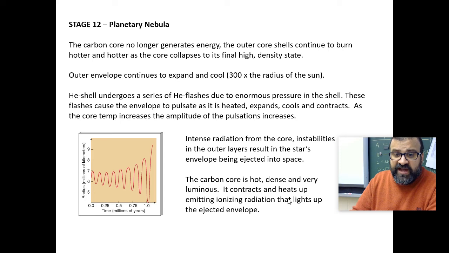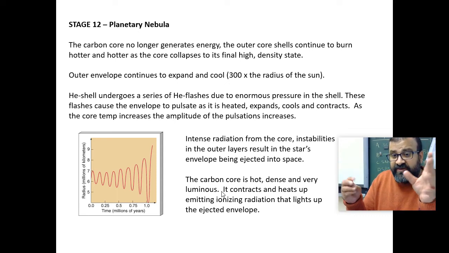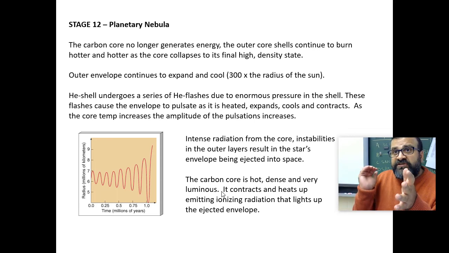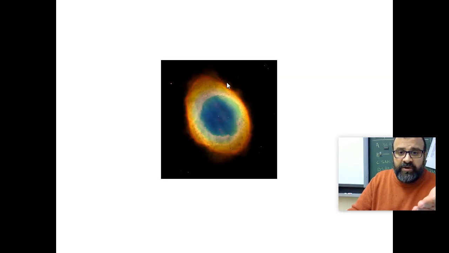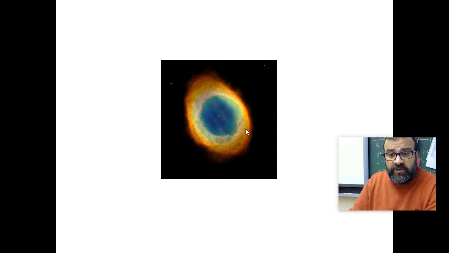So that carbon core contracts and heats up, and it gives off radiation, ionizing radiation. So this radiation hits the cloud of gas, and when it hits that cloud of gas, just like electricity traveling through neon gas, it creates light and color. So that ionizing radiation from the core doesn't ignite. Ignite's the wrong word. It energizes the ejecting gases to give off light. And these colors correspond to hydrogen, helium, some carbon, some oxygen, and so on.